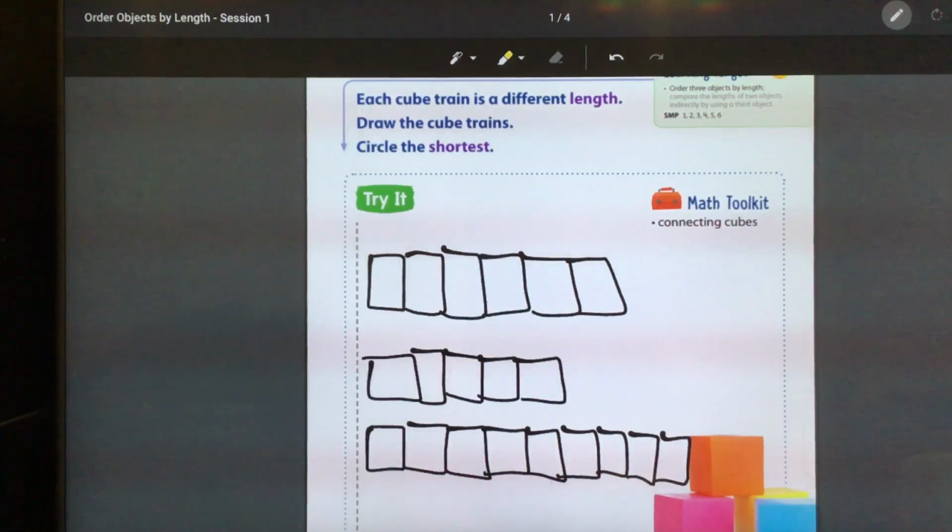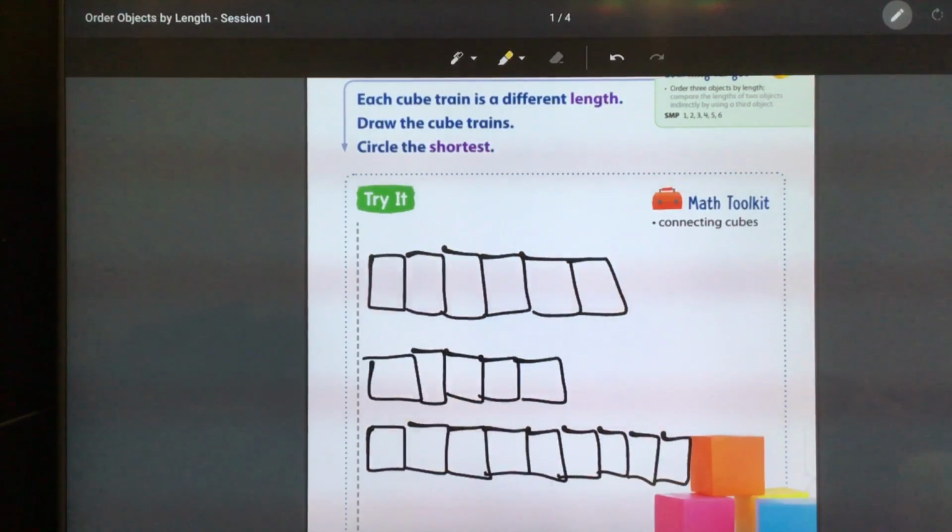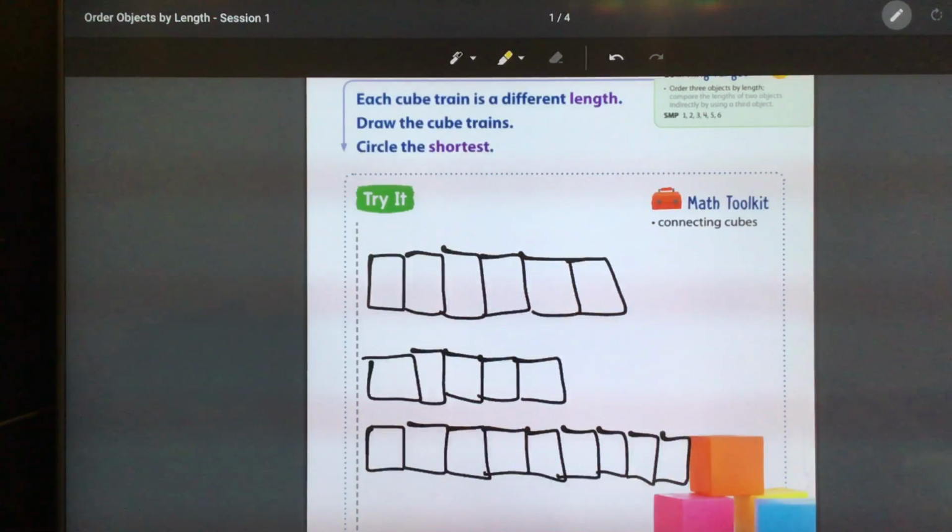Okay, so if you would like to draw those cube trains on your paper also, and then as I go back and I read it, it says each cube train is a different length. When you're looking at these, length is when you start here and you go all the way across like that. That is the length of something. So as you can see, this is this cube train's length. From here to here is this cube train's length. And then from here to here is this cube train's length. So it says to draw the cube trains, which we have done.